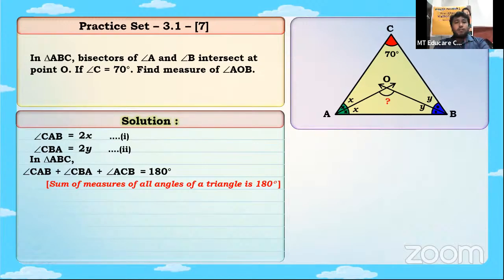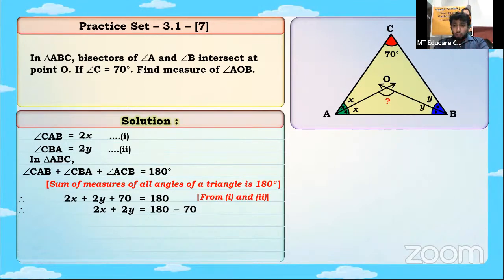Now students, I'll be requiring your help for the substitution. Tell me what is the measure of angle CAB? Superb, it is 2x. Tell me what is the measure of angle CBA? Great, it is 2y, plus angle ACB. Students, observe the figure. What is measure of angle C? Yes, it is 70 degrees, is equal to 180 degrees. 2x plus 2y will remain here only. Plus 70 goes on that side, becomes minus. So 180 minus 70. Students, on left hand side, can we take 2 common? Yes, we can take 2 common. So what will remain in the bracket? x plus y is equal to 180 minus 70. 180 minus 70 will give you 110.